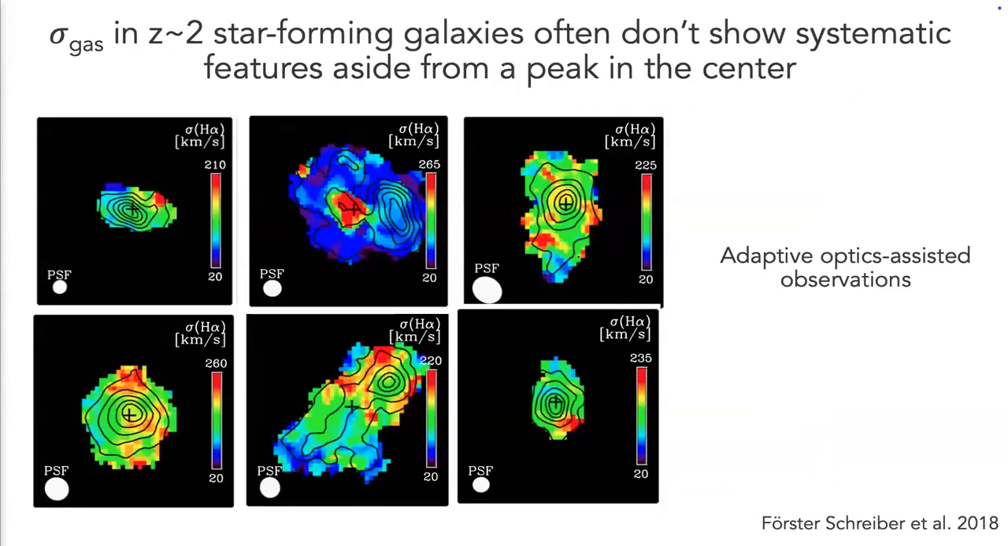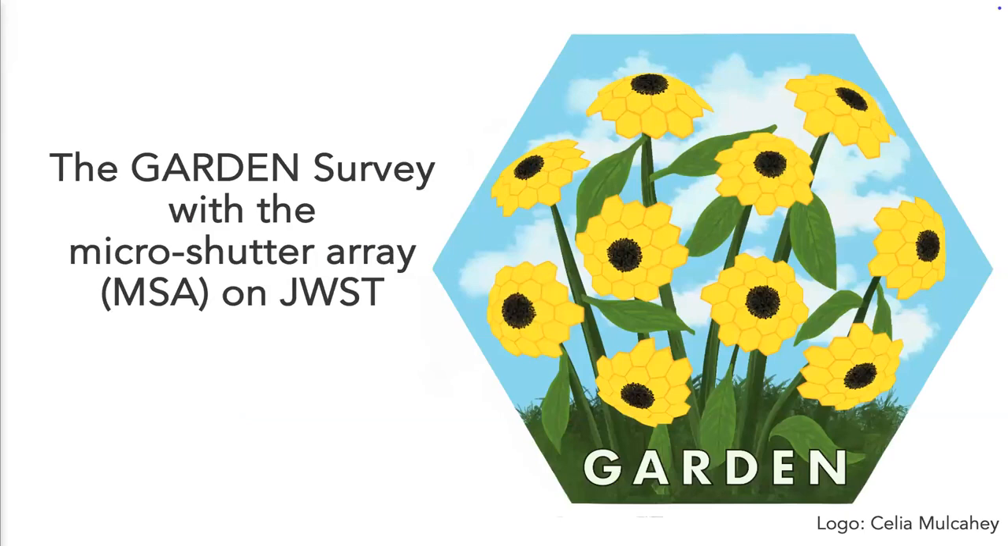State-of-the-art from ground-based is done with adaptive optics. These are beautiful observations by Natascha Förster Schreiber and her team. They show this velocity dispersion, which is sometimes a peak in the center, but it's often high peaks throughout. It's just kind of a convoluted mess. So it's kind of tough going interpreting these maps, in my personal opinion. And that's where we came in with James Webb.